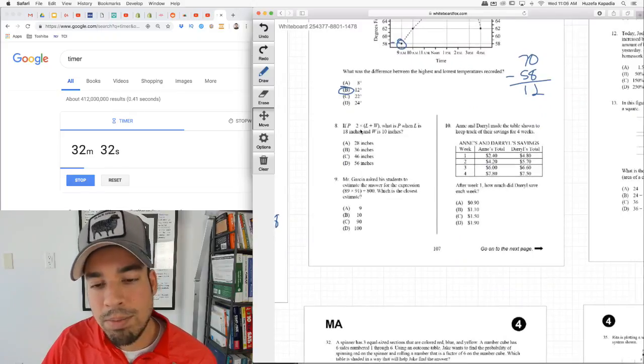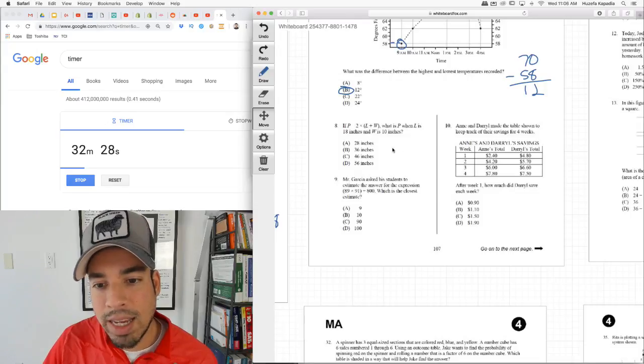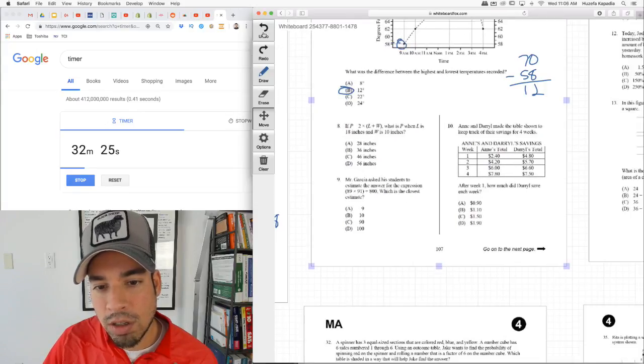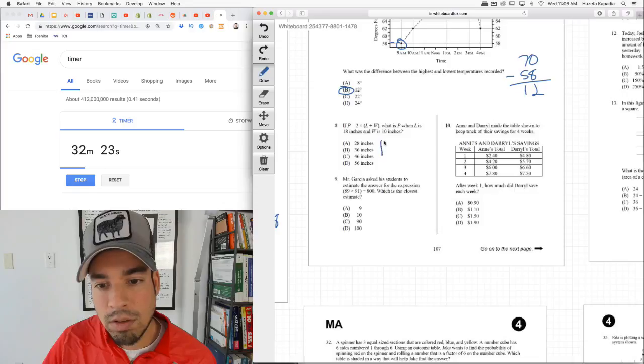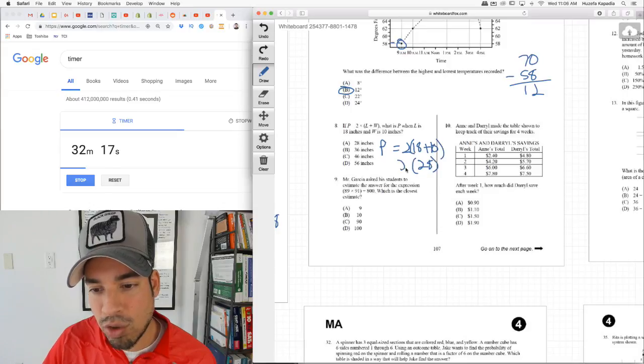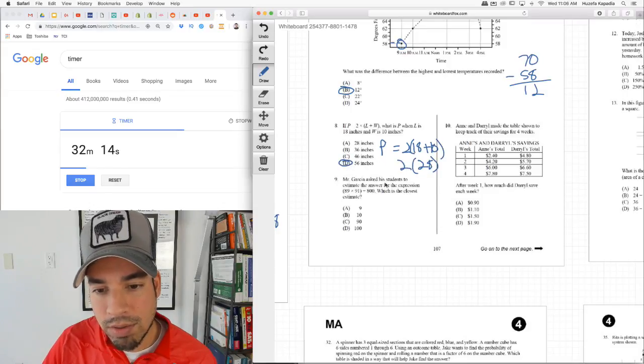If P equals 2 times length plus W, that's perimeter. What is P when L is 18? So it's plug and chug. P equals 2 times 18 plus 10. We're just plugging those values in. 18 plus 10 is 28. Times 2 is 56.